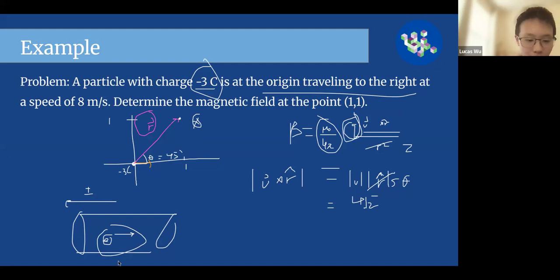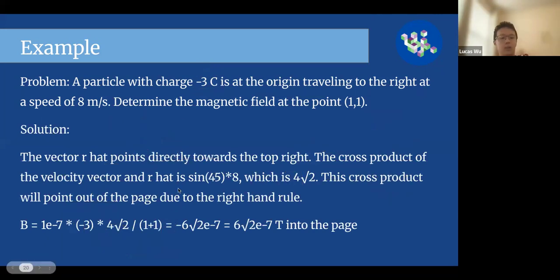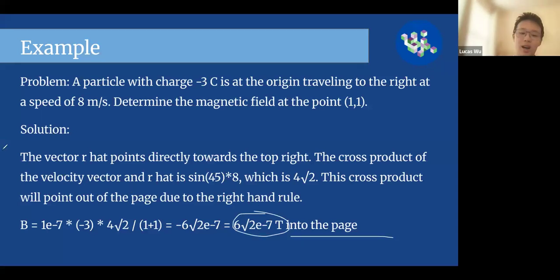Yeah, that might have been a bit difficult to understand. If you have any questions on this, just message me in the chat and I'll do my best to answer. Let's go and see the solution for this problem. Let me delete my drawings. You should be getting 6 root 2 times 10 to the -7 Tesla into the page, not out of the page.